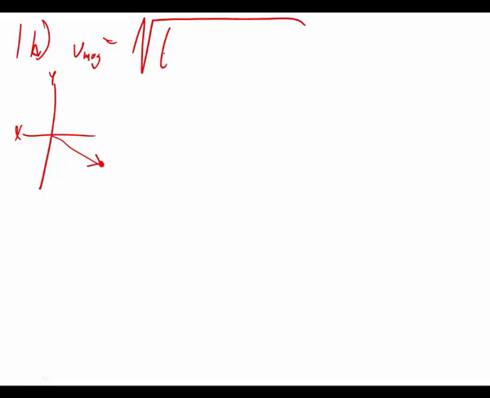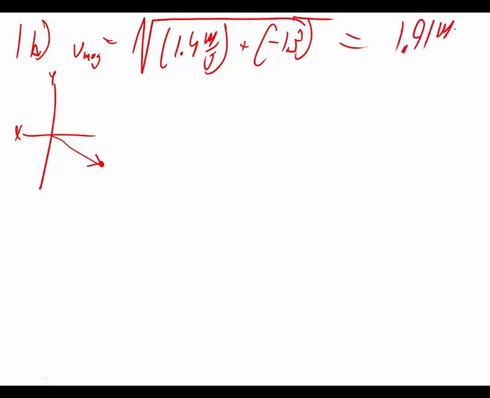Remember, y'all, anytime you see the word magnitude, most of the time you got to do the square root of the squares. And what do you get? 1.91. Okay, 1.91. So anytime it's asking for the magnitude and you have components, then you have to take the square root of the squares of the components. Remember Pythagorean theorem. Does that make sense?